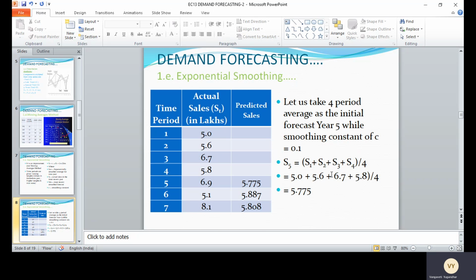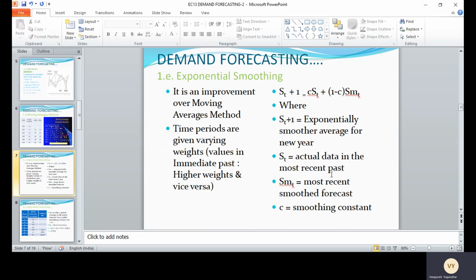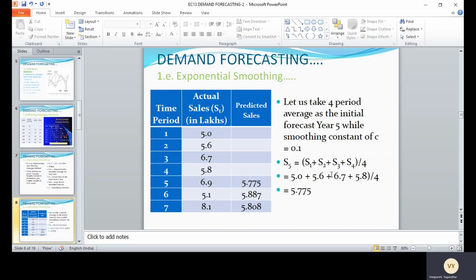So instead of giving years, the time period is given directly in terms of numbers. The next column is actual sales in lakhs. What is the actual sales? It is S_t, as in the previous formula. Next, predicted sales.